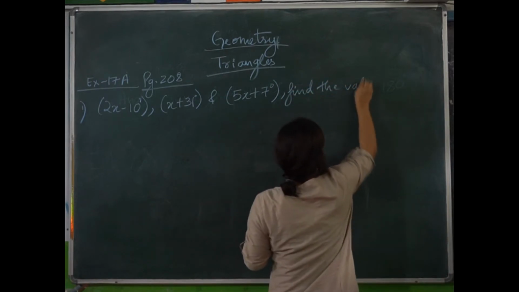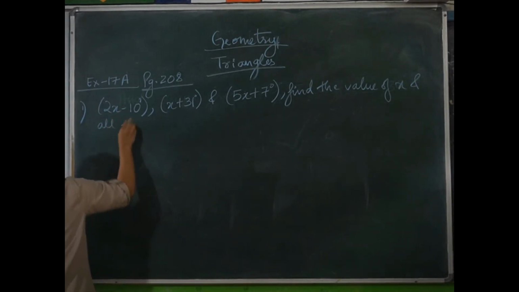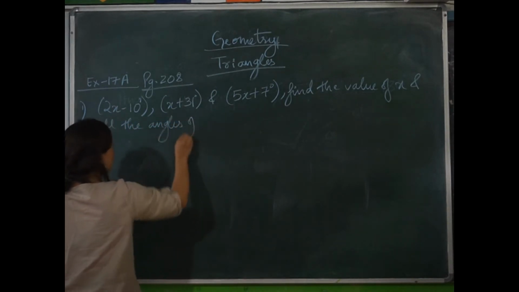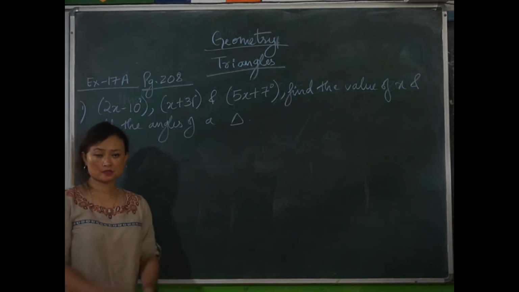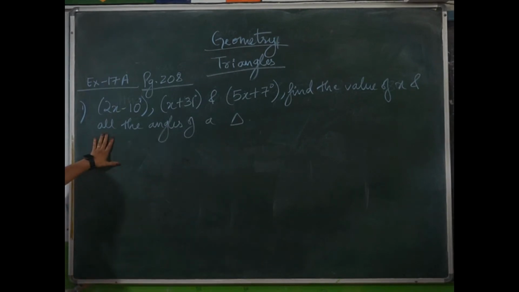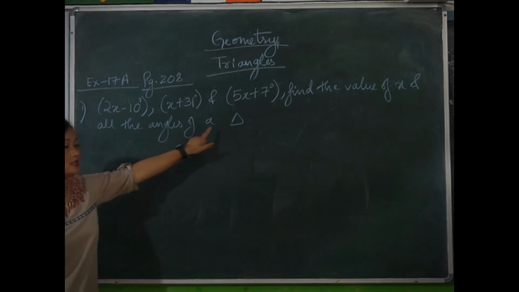Sorry, I've been using my cell phone for the questions because I've taken a screenshot from the book. I did not bring the book. So we have 3 angles given: 2x minus 10 degree, x plus 31 degree, and 5x plus 7 degree. The question says find the value of x and all the angles of the triangle. So first we need to find the value of x in order to find the angles of the triangle.